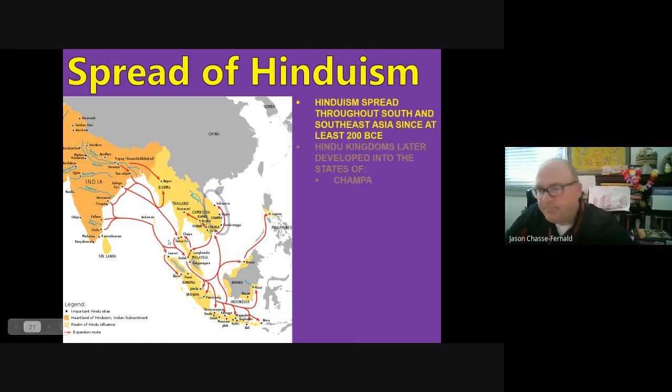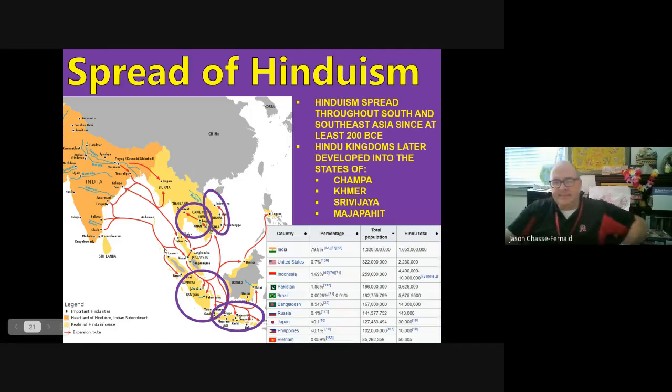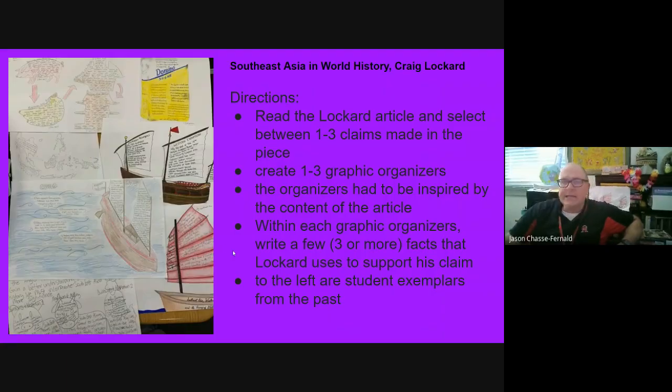Okay, so let's just skip through here. You can pause if you want to look at some of the modern Hindu percentages of the populations. So there's a persistent effect of this Hindu diffusion. In class today, we spent the bulk of our time looking at this article.